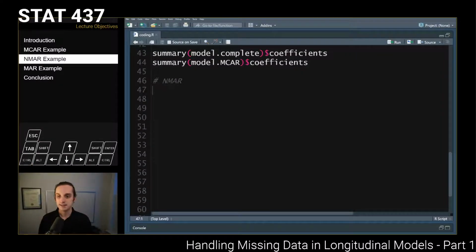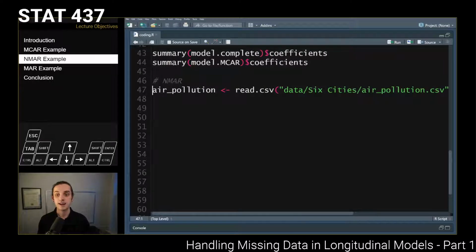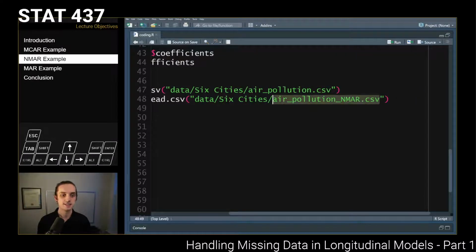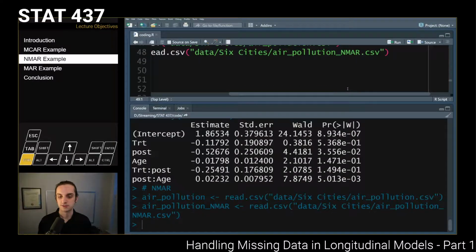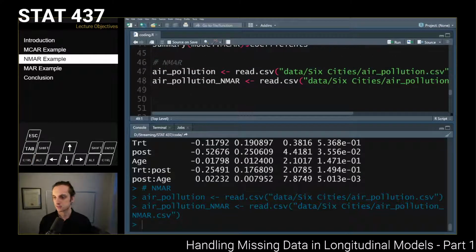And the idea here is that I actually took this air pollution CSV file and I added in missingness that's not missing at random. And so you can see that we also have this NMAR version on the course website as well. So I'll load in both of those files, and then we're going to want to do a similar thing where we reshape them here. So this is the data that we analyzed in lecture number 21, in case you're wondering where we got these from.